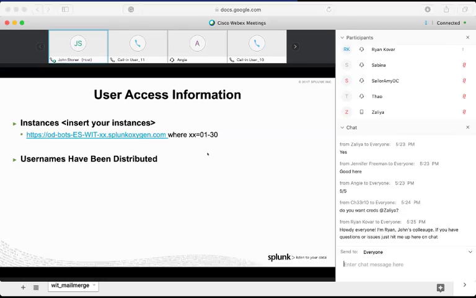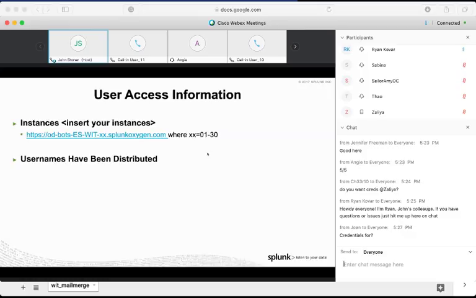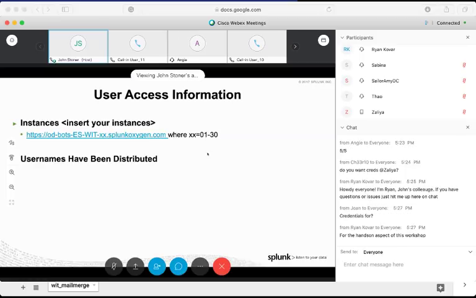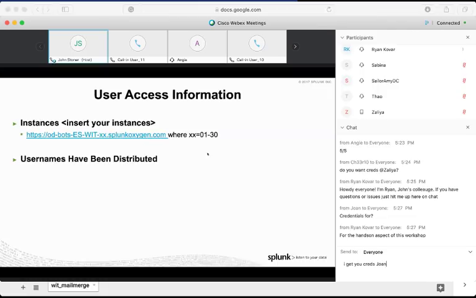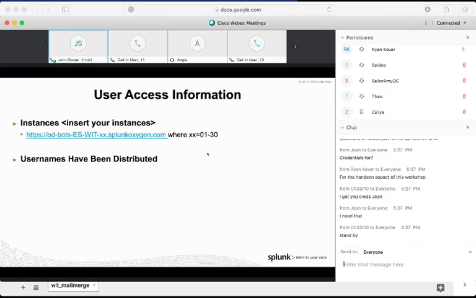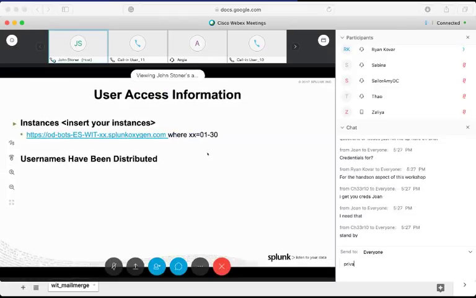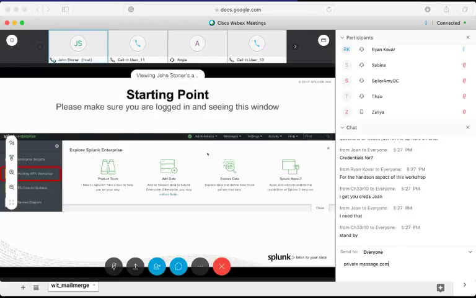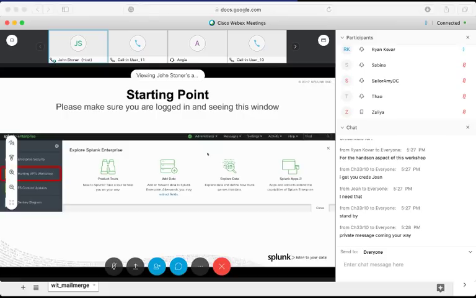All right. Your instance should look something like this. It's going to be od-bots-es-wit-xx. XX is going to be your 01 to 30, and then you have your own user ID that has been distributed to you, and you can go ahead and log in.